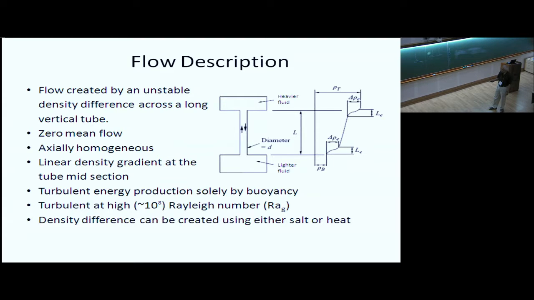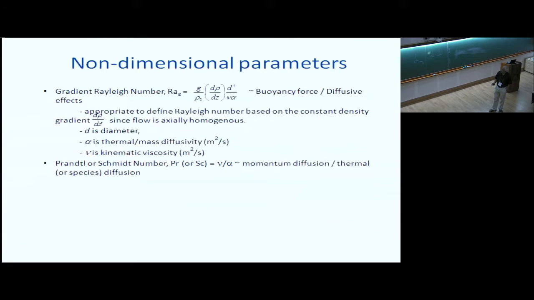And you can create this density difference by either using salt or heat. And one of the advantages of using salt is that you get a pure adiabatic boundary condition on the wall very easily. Otherwise, if you use heat, then it has to be insulated. And here it makes sense to define the Rayleigh number based on the density gradient rather than the density difference itself, because it is axially homogeneous. And of course, the other parameters are the diameter, thermal diffusivity, and viscosity.